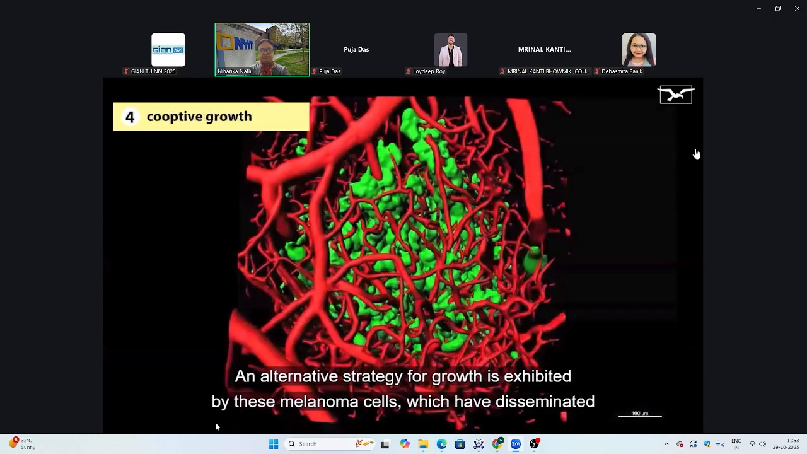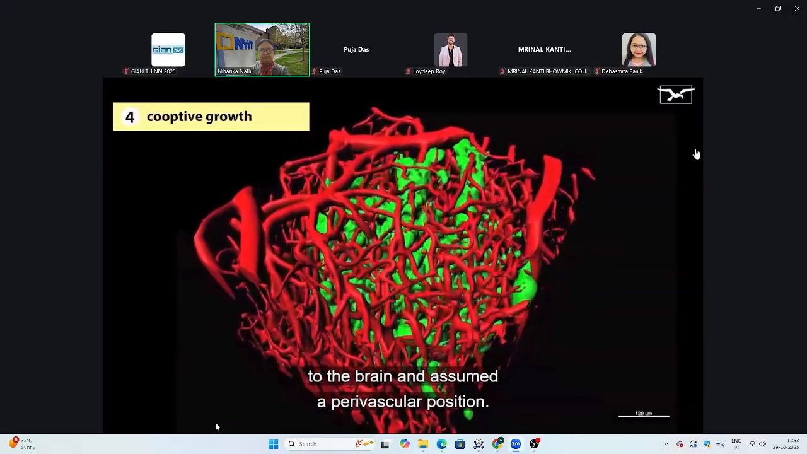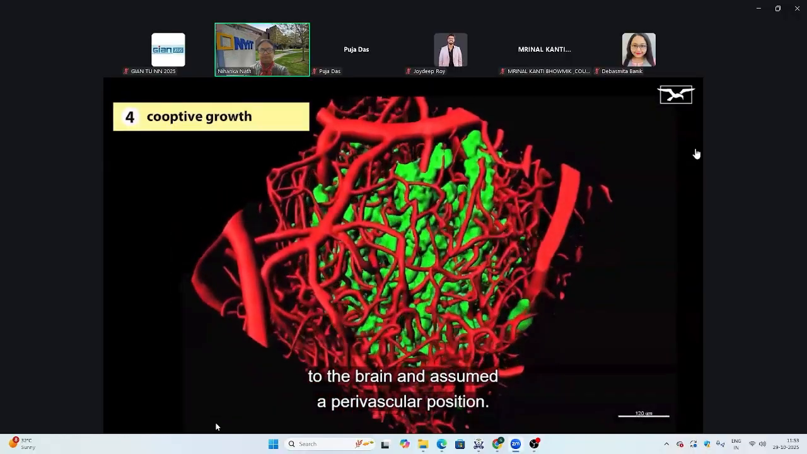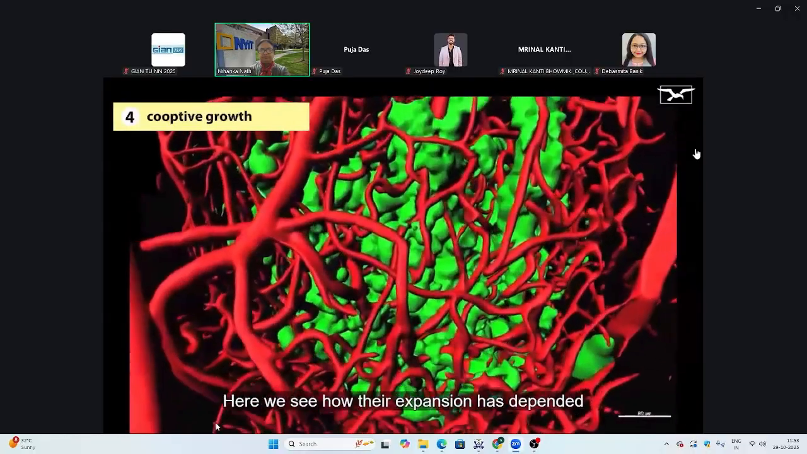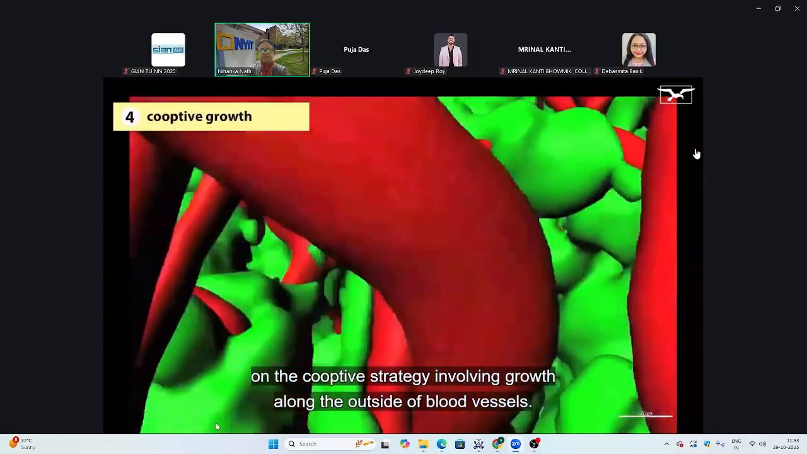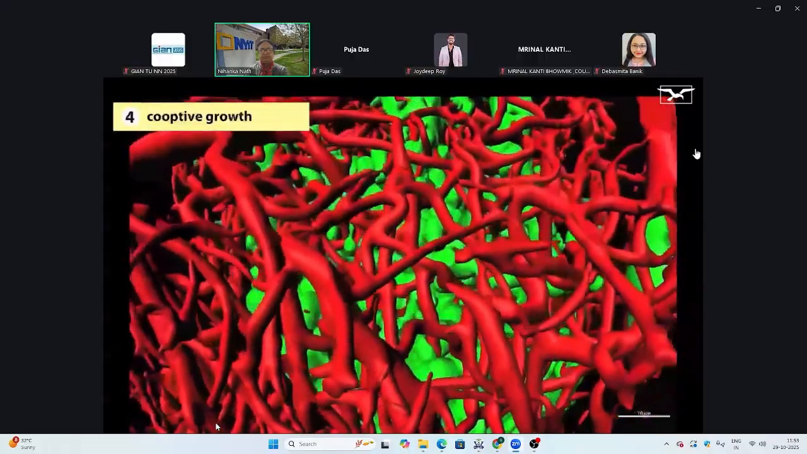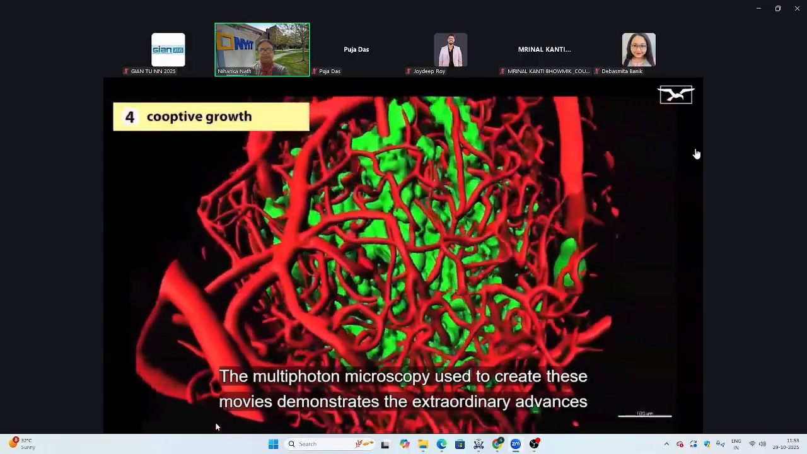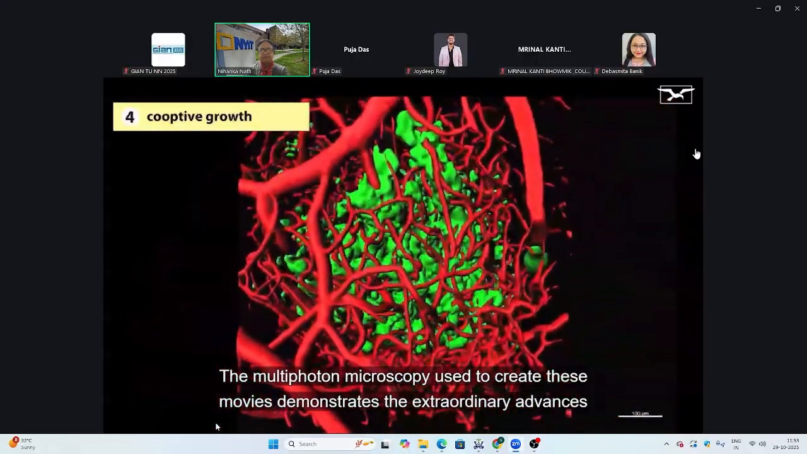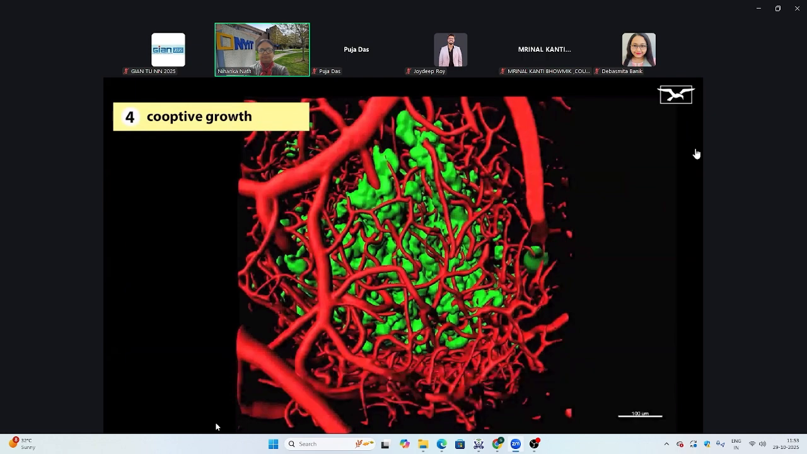An alternative strategy for growth is exhibited by these melanoma cells, which have disseminated to the brain and assumed a perivascular position. Here, we see how their expansion has depended on the cooptive strategy, involving growth along the outside of blood vessels. The multiphoton microscopy used to create these movies demonstrates the extraordinary advances in the powers of modern imaging technology to study cancer in living tissue.